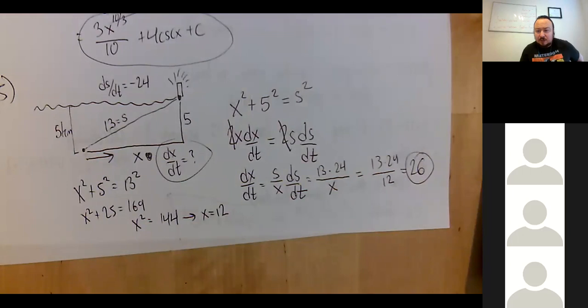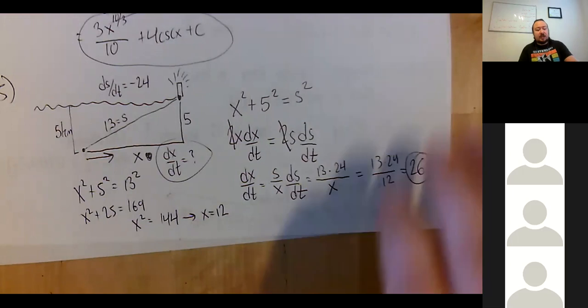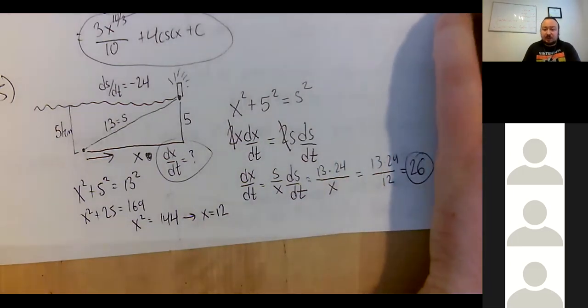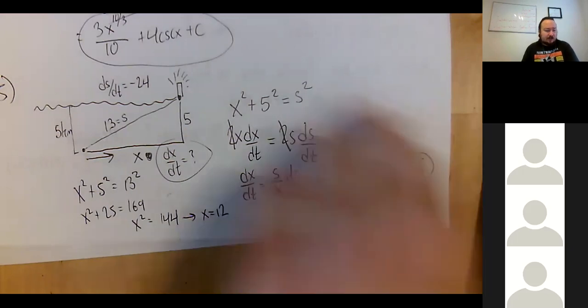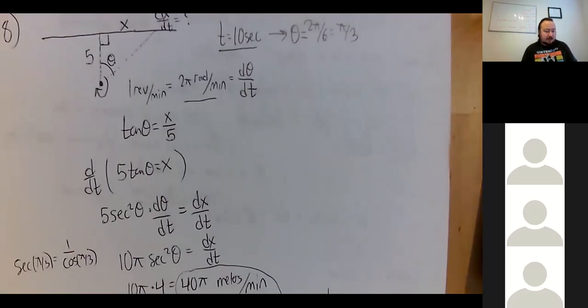All right, let's see. Next, we'll do number 9 and 12, and then we'll go back to number 10 on the antiderivative homework. All right, number 9. Let's see, what's number 9?